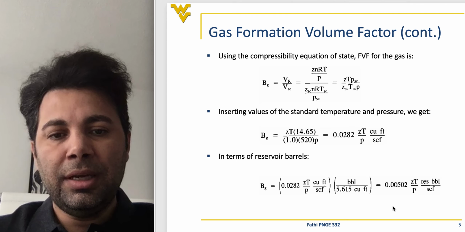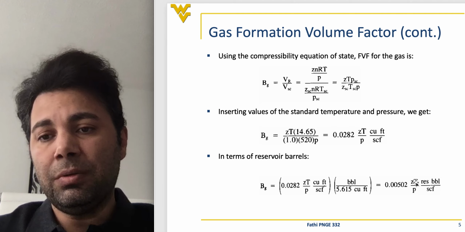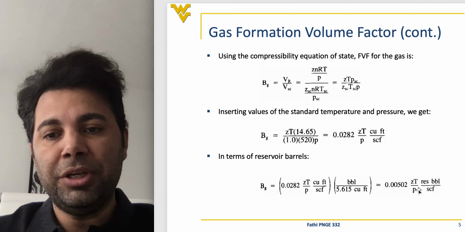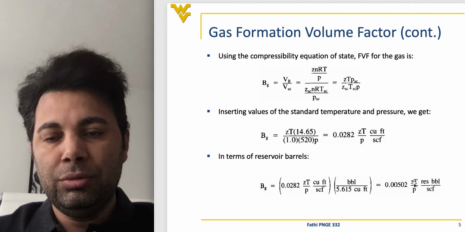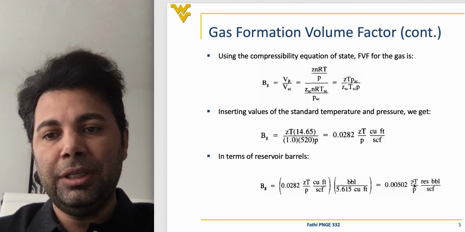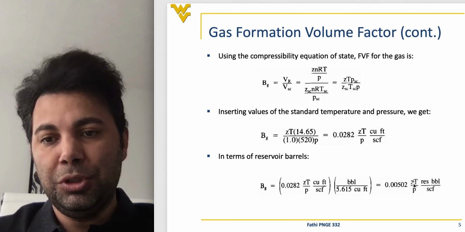So in this example, the temperature of the reservoir we usually know. The pressure is given. The only unknown to find the Bg is the Z factor. And generally, for the Z factor, the composition will be given.